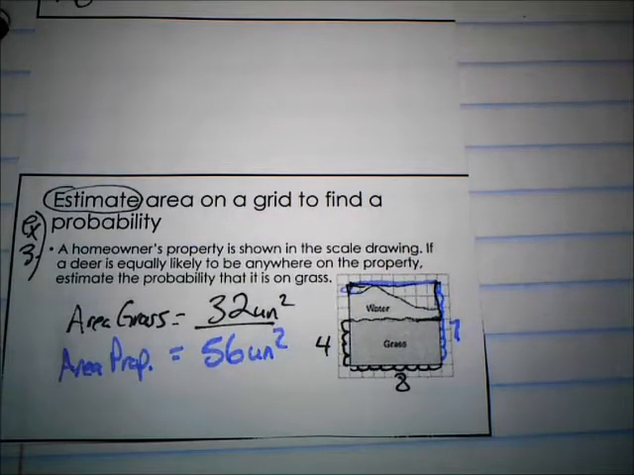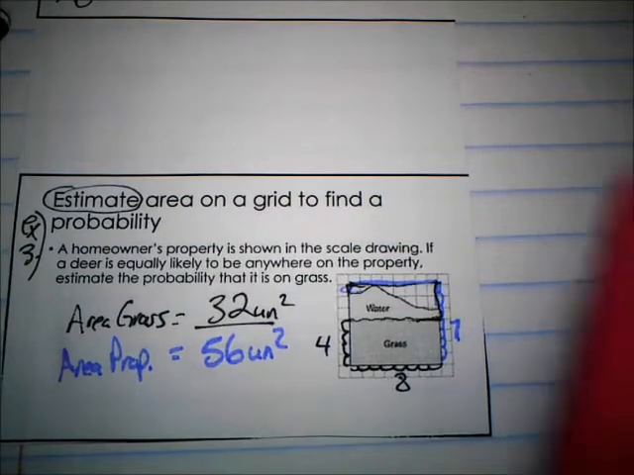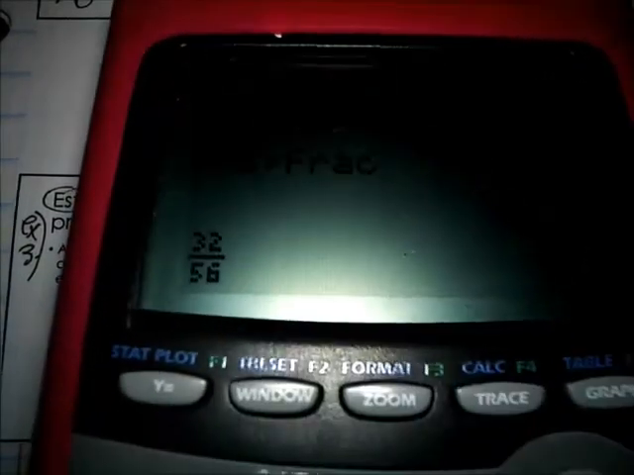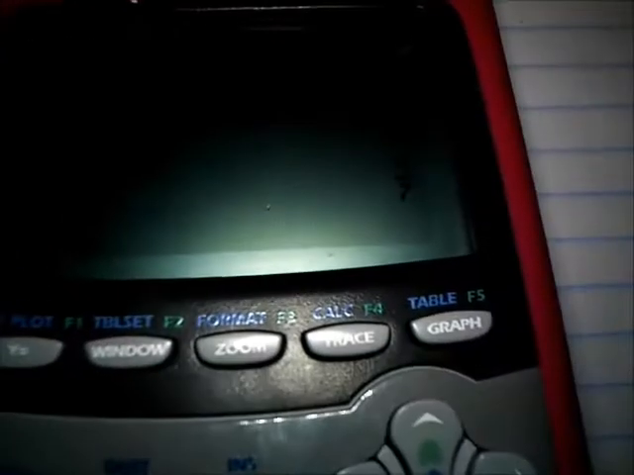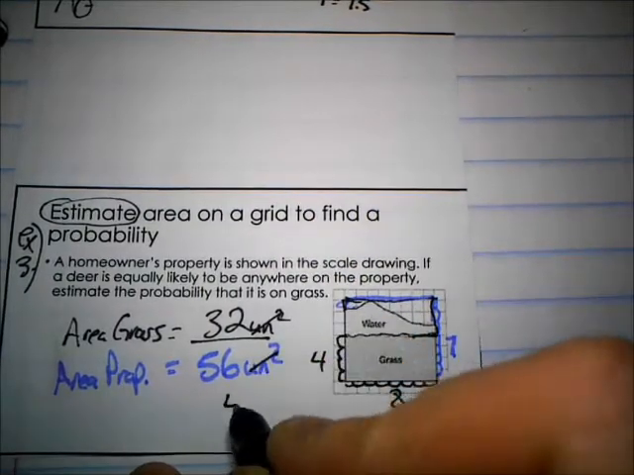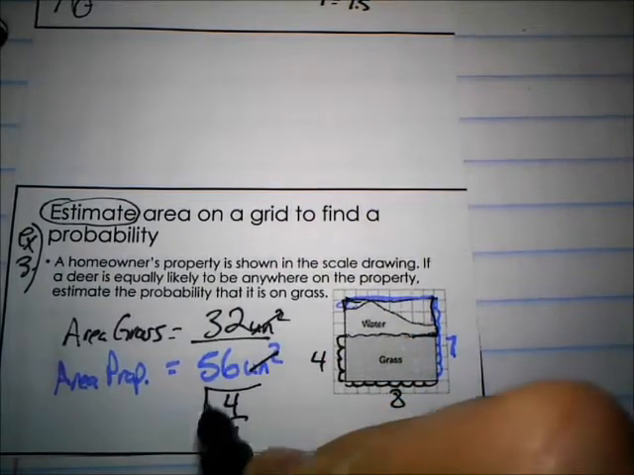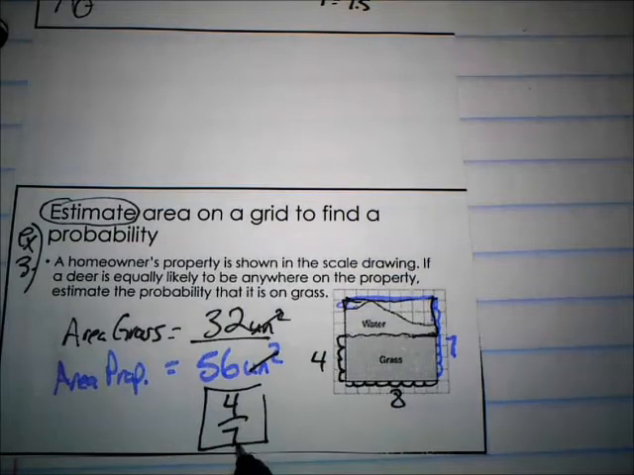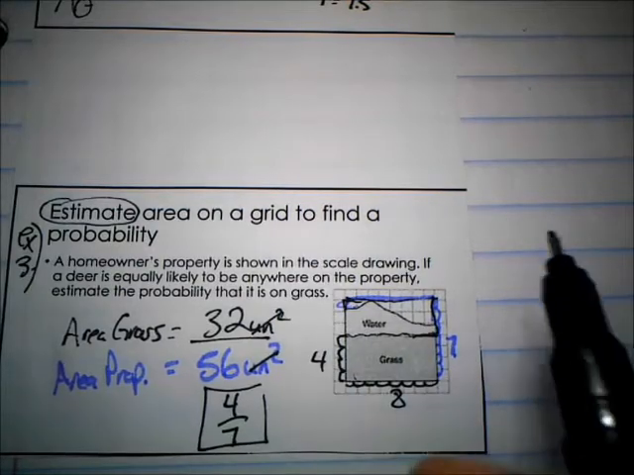Alright, if I put that in my calculator and see if it reduces, I believe it does, at least by 2. I'm going to put it in as a fraction and simplify it, and it reduces to 4/7. The units cancel out, that leaves 4/7 as your probability. 4 out of 7 times that the deer will actually be in the grass.